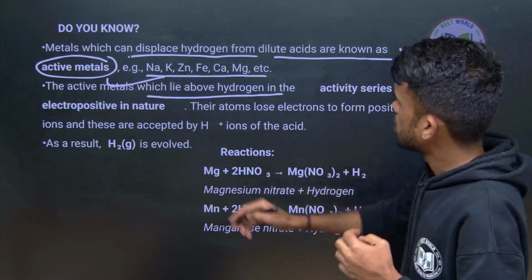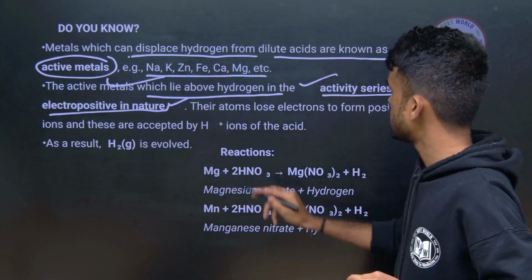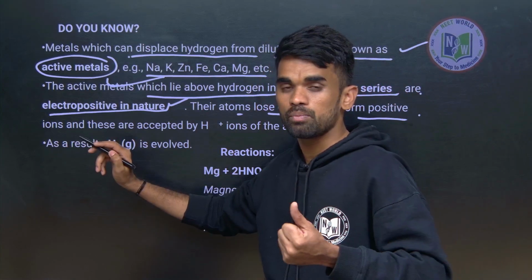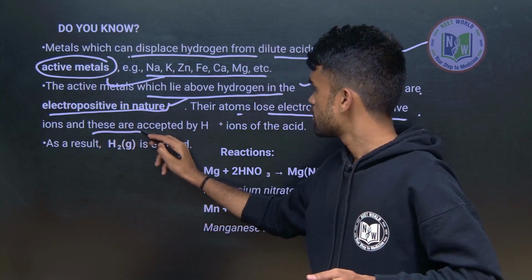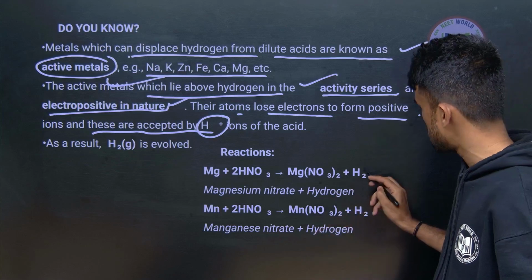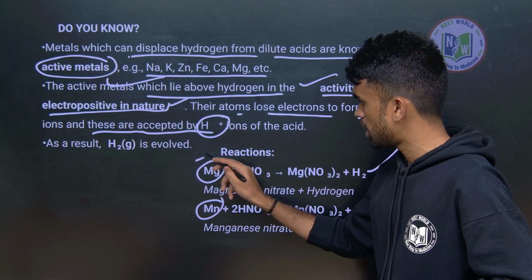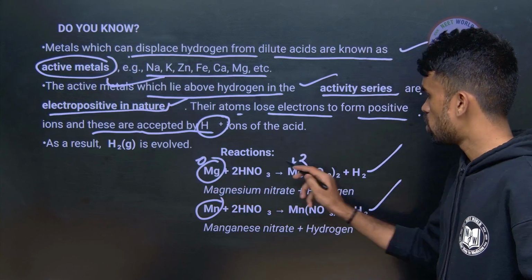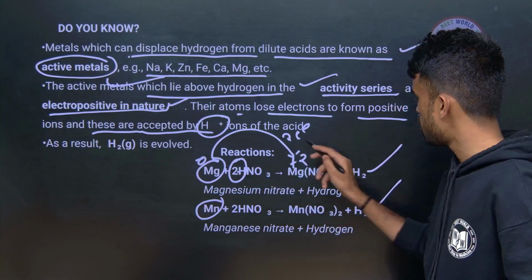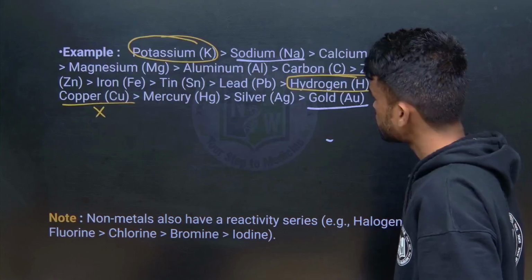Now, the active metals which lie above hydrogen in the activity series are electropositive in nature, and their atoms lose electrons to form positive ions, like sodium becoming Na plus. These electrons are accepted by H plus ions of the acid, and H2 gas is released. If you take magnesium, here it is 0, here it is +2. Two electrons are lost by magnesium, and those two electrons are taken by two H plus ions, becoming H2 gas. I hope this concept is clear. Let us move further.